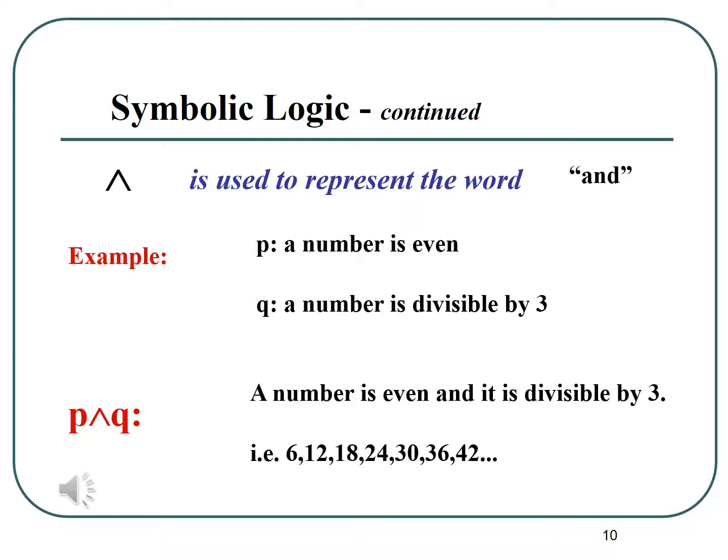So for instance, let's suppose that we define P as a number that is even and Q a number that is divisible by 3. P and Q would mean that the number is even and it is divisible by 3. So if that were a true statement, what numbers would belong to such a group? Well, for instance, the numbers 6, 12, 18, 24, 30, 36, 42. These conditional statements really force you to think through the logic of the statement as it is written.